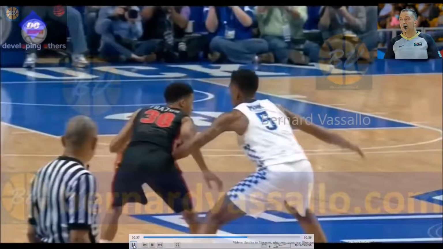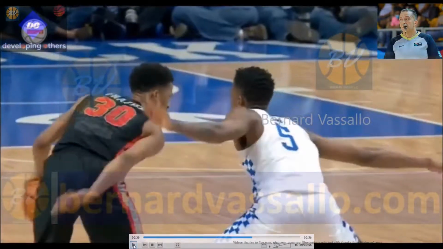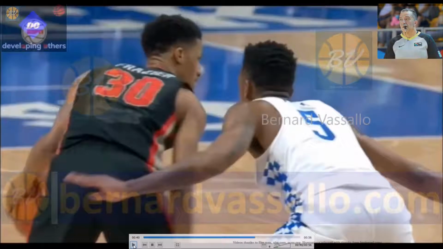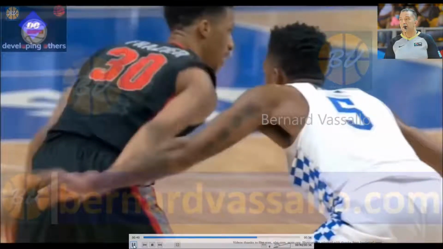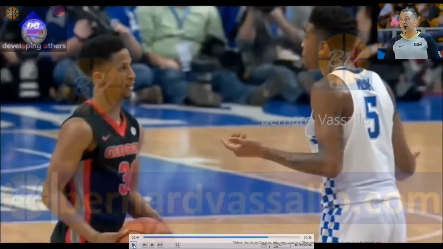Once again, the play. The offensive player swipes the hand away, the defender places his left arm on the dribbler's hip. Again, the offensive player swipes the hand away, four times, until finally we have the foul.